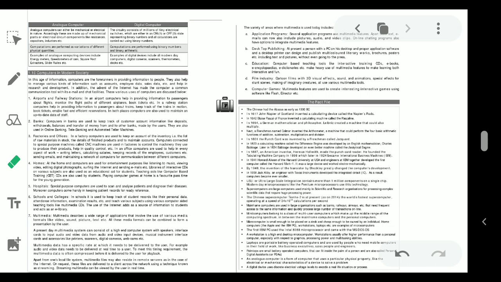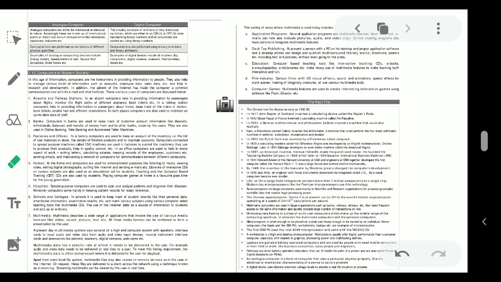They use it purely as a teaching aid, for example showing videos from a CD, and PowerPoint presentations. Okay, something like this. Multimedia. So multimedia describes a wide range of applications that involve the use of various media like video and sound. Okay, multimedia data like audio and video.